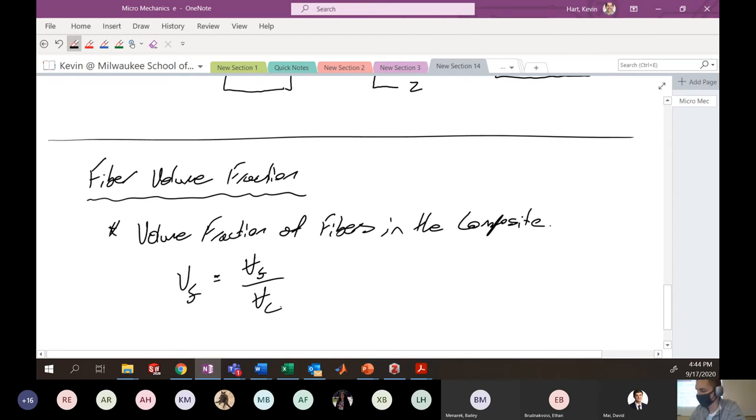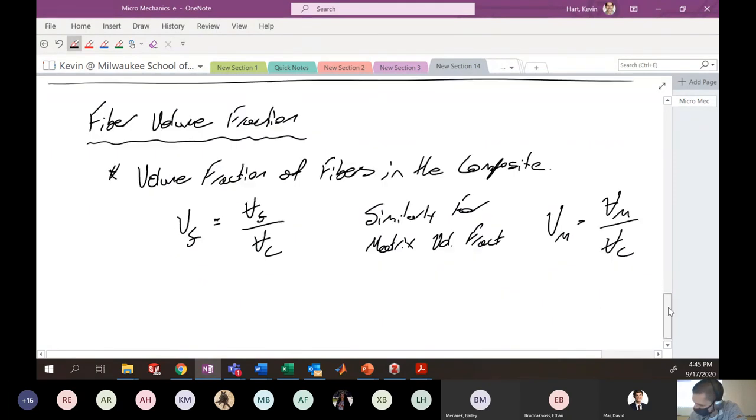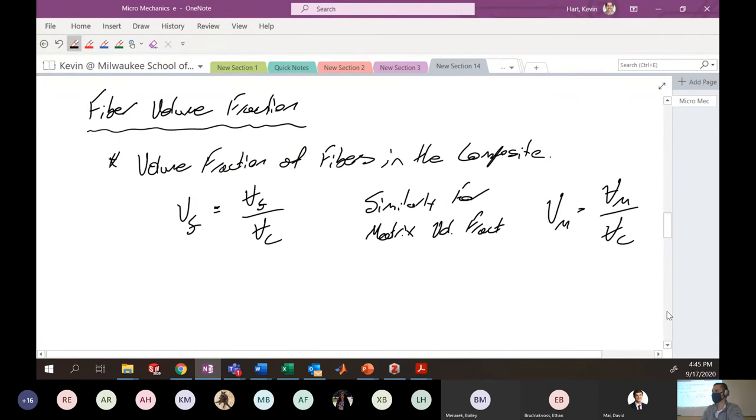All right, so let's define all of these things. Let's talk about volume fraction. The matrix is a similar idea. The volume fraction of the matrix is the volume of the matrix divided by the volume of the composite. Right? That's how you would measure that thing in the lab. So let's define all of it.